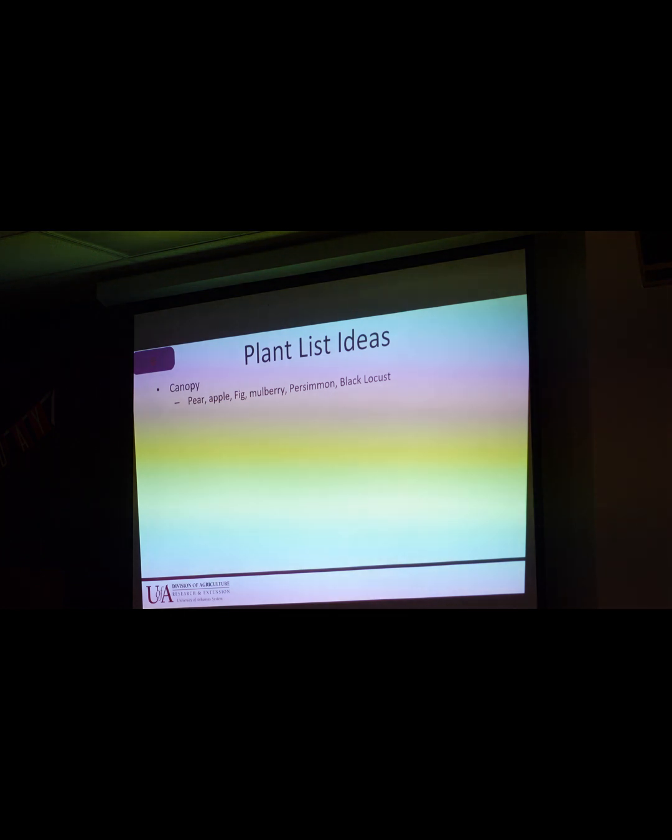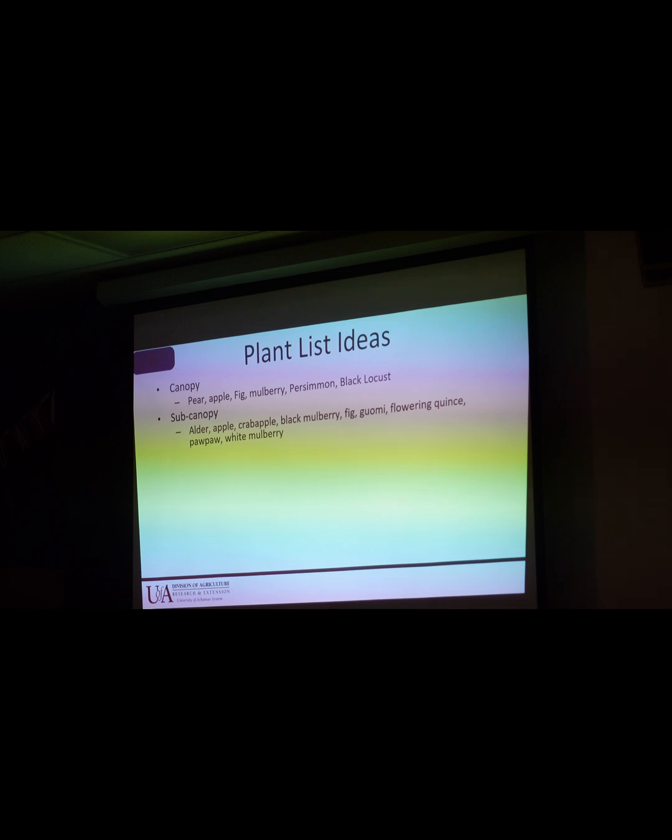Plant list ideas. I just went through some things that I thought would be cool to have in a food forest. So pear, apple, fig, mulberry, persimmon, black locust. Black locust is a nitrogen-fixing tree. So don't get the ones that have thorns on them because they'll be this long and they'll destroy your tires. Just make sure it says thornless if you ever buy a locust.